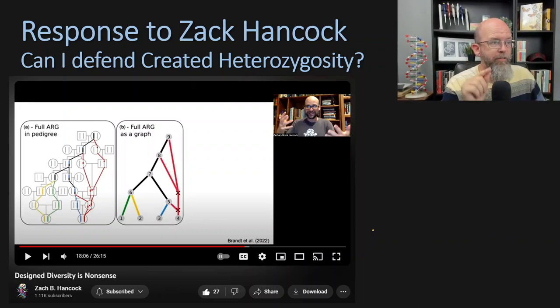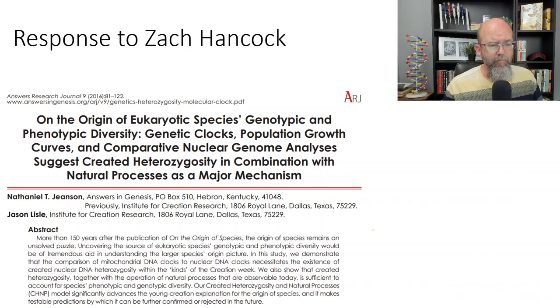Before I show you my little figures that I've been generating and try to explain them to you, let's talk about this created heterozygosity thing. Zach didn't really show the background of Nathaniel Jeanson's created heterozygosity idea. So let's take a look at that first. Primarily I'm going to use this article from 2016 in the Answers Research Journal, which is the in-house journal of Answers in Genesis. It has this really long title: On the origin of eukaryotic species' genotypic and phenotypic diversity, genetic clocks, population growth curves, and comparative nuclear genome analysis suggest created heterozygosity in combination with natural processes as a major mechanism.